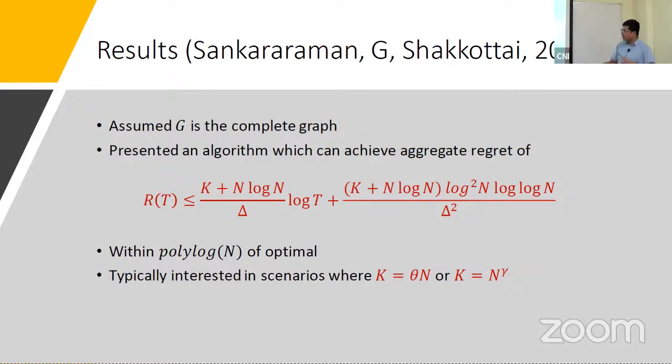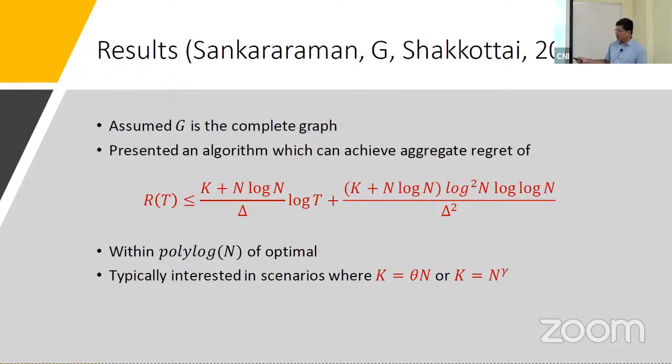And if k and n are roughly of the same size, then it's almost as good as the full communication setting. So this is the coefficient of log t. This is how the regret grows over time. And so this is in some sense close to optimal. Of course, there's also a constant factor. It takes a while to get to the scaling.